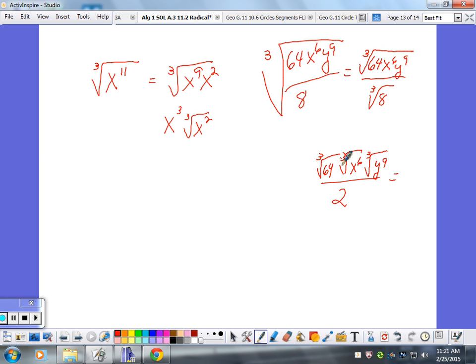Oh, wait a second, what's going on here? What's cube root 64? 4. Cube root x to the 6? x squared. Cube root y to the 9th? y cubed. Whole thing over 2. I can reduce this, right? You always look, can I reduce? Yes. 2x squared y cubed. Look at that. This big mess is really 2x squared y to the 3rd power.